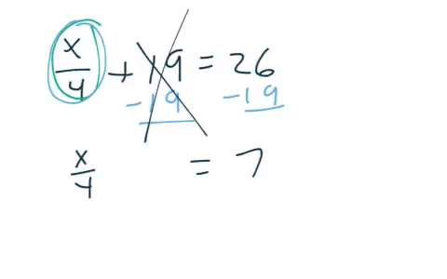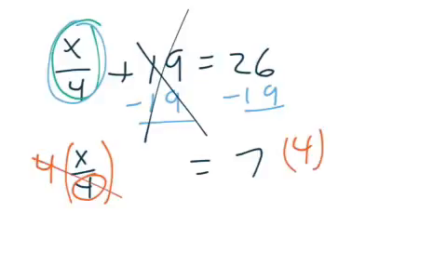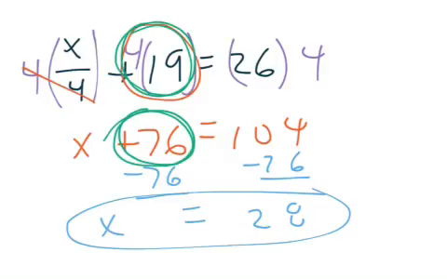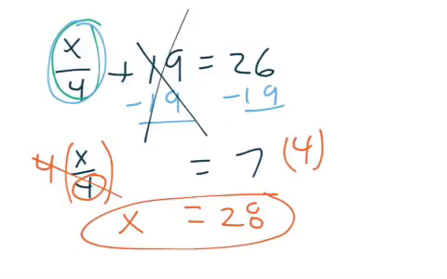And finally, like you want to do, how do I get rid of the divide 4 right there? I multiply by 4 both sides. 4 divided by 4 is 1x equals 7 times 4 is 28. Again, notice, same exact answer, but wow, look how big those numbers were there when I multiplied first. Just saying. Okay?